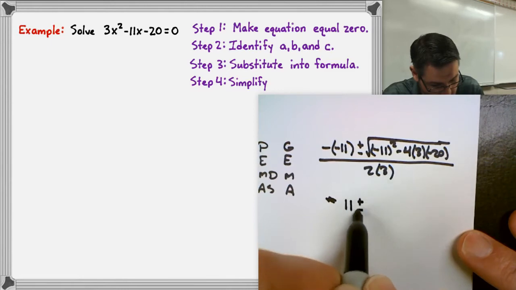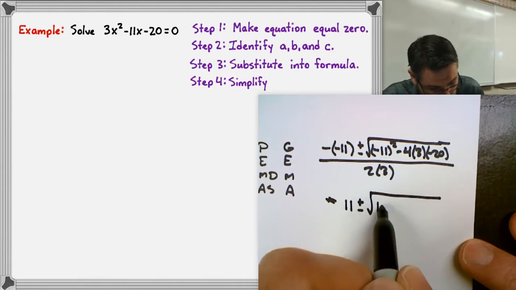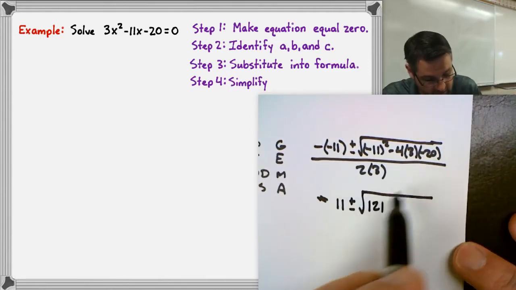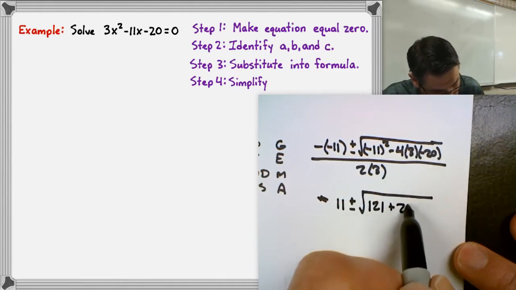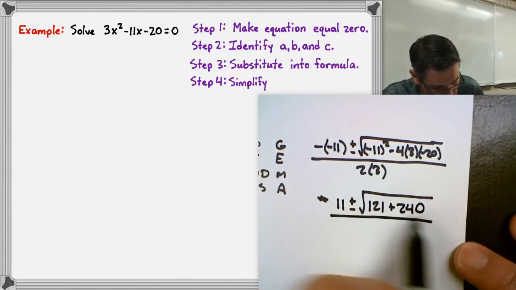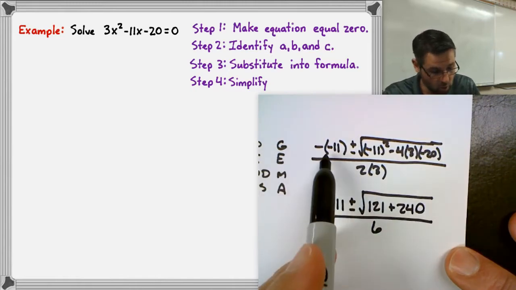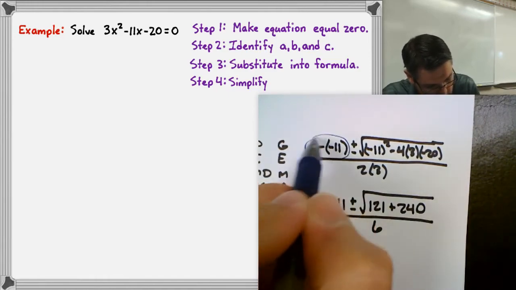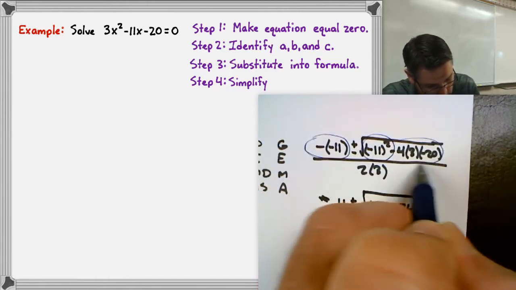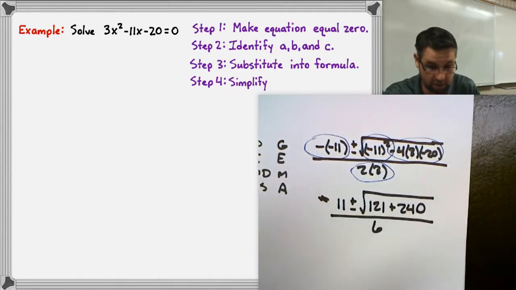Then we'd say plus or minus the square root of, well, negative 11 squared is 121. And then the negative 4 times the 3 times the negative 20 is positive 240. And then on the bottom, 2 times 3 is 6. So what we did there is we actually cut out a bunch of steps that I showed you prior. We can do this part first. Let me go ahead and circle this. We can do this part. We can do this part. We can do this part. And we can do this part all in the next step and still be okay. And we can do that every time.